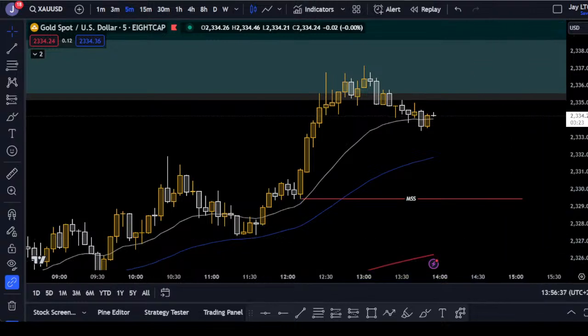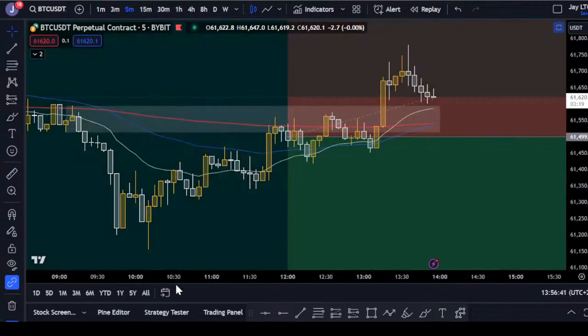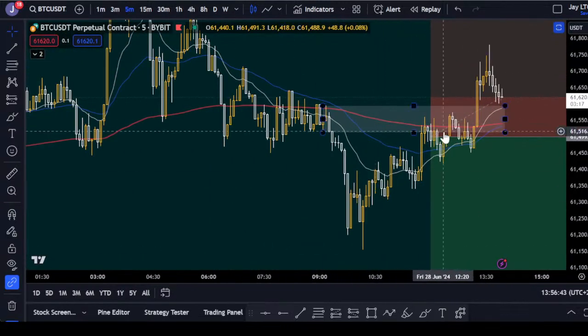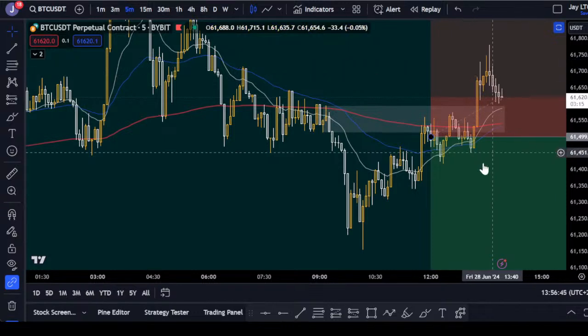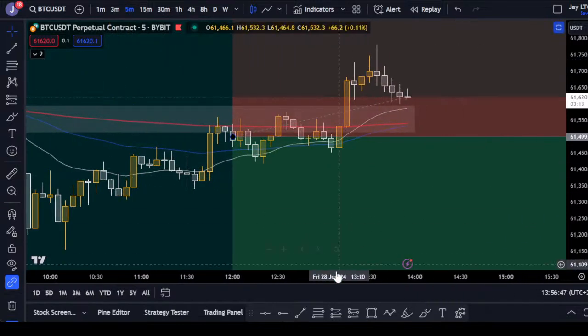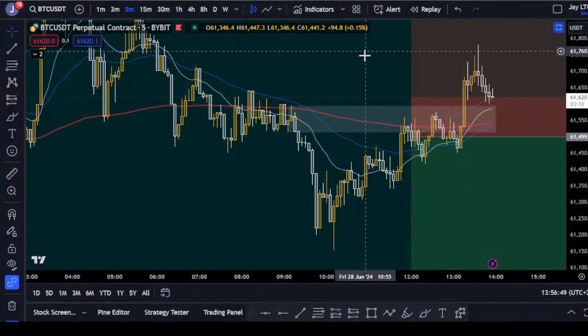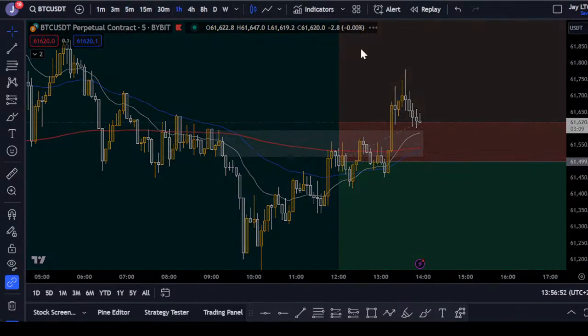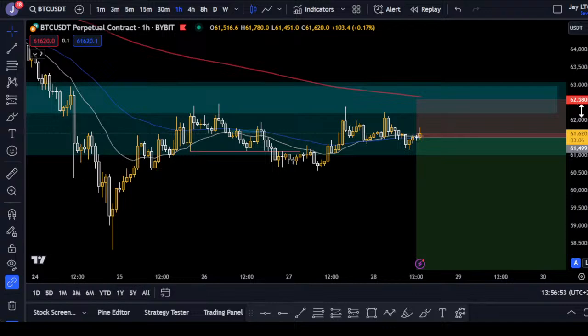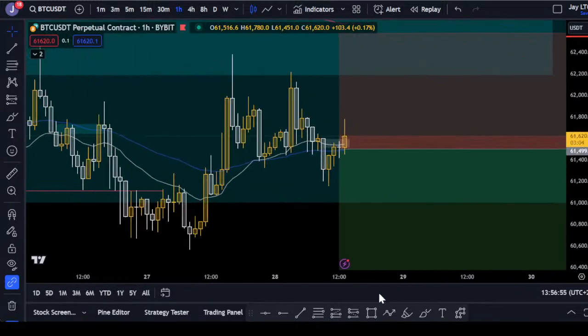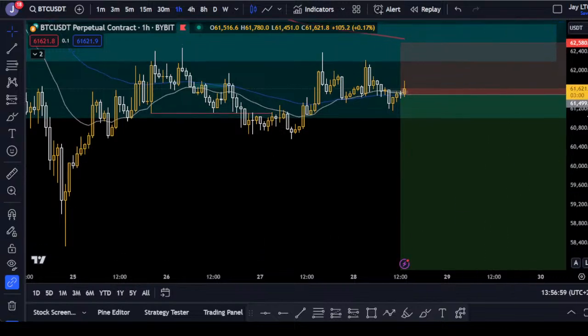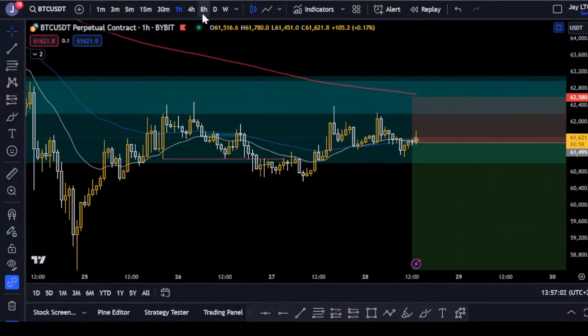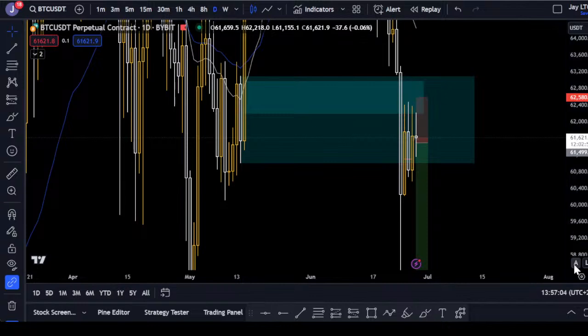So let's look at something that is a little bit clearer. We got BTC as well. Now when it comes to BTC, here's the thing when it comes to BTC. I'm looking bearish at this. I'm looking bearish, so I think the market wants to go down. Why do I think so? Let me break it down for you.